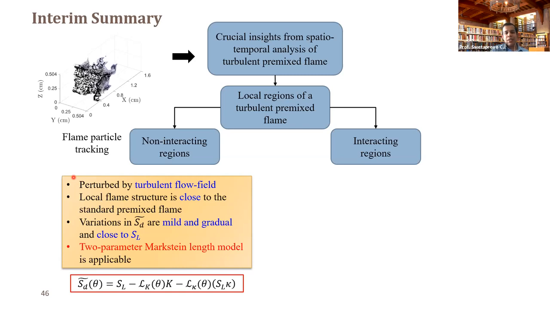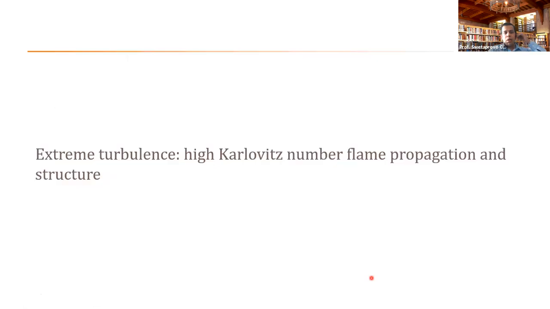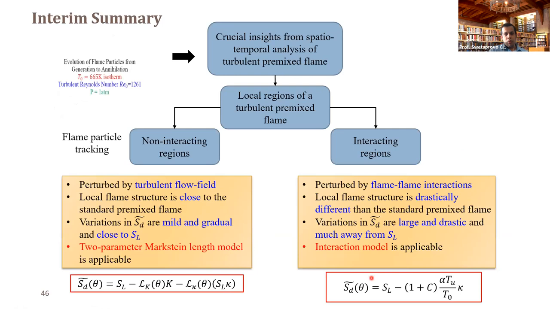But the flame also has interacting regions, which are perturbed not by stretch rate, but by flame-flame interactions. And the local flame structure there is drastically different from that of a standard premixed flame. And the variations in SD tilde, that is the density weighted flame speed, are large and drastic. And it drives these values of flame speed much, much away from the unstretched planar laminar flame speed. And there, your interaction model is applicable. You can have a different interaction model, but you need to have some interaction model to describe those locations. And this is one such proposed model that we arrived at. Okay. So this is for this part. And if you have any questions, I'll be happy to address before we move on to the next part.